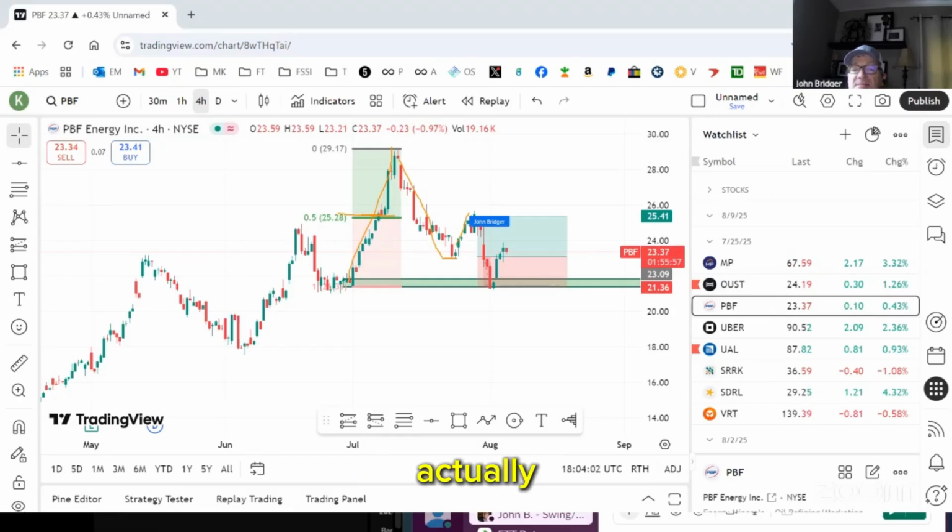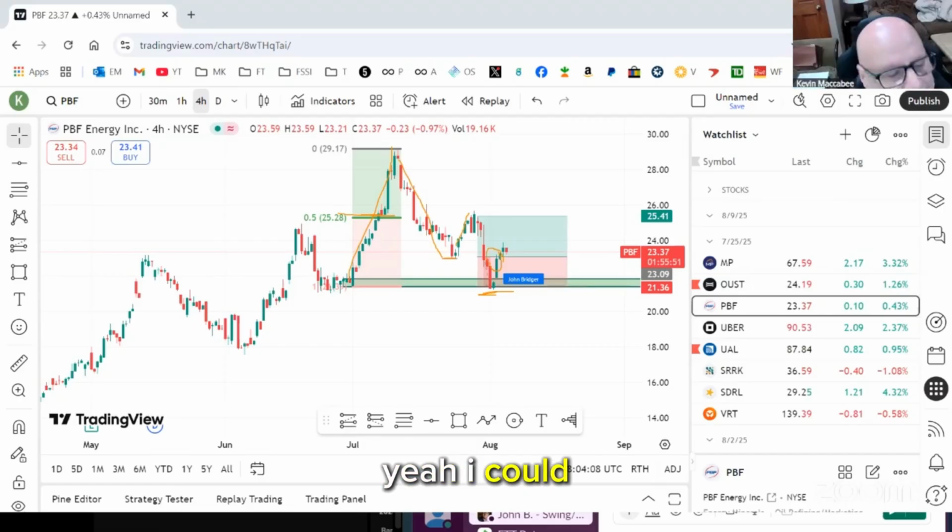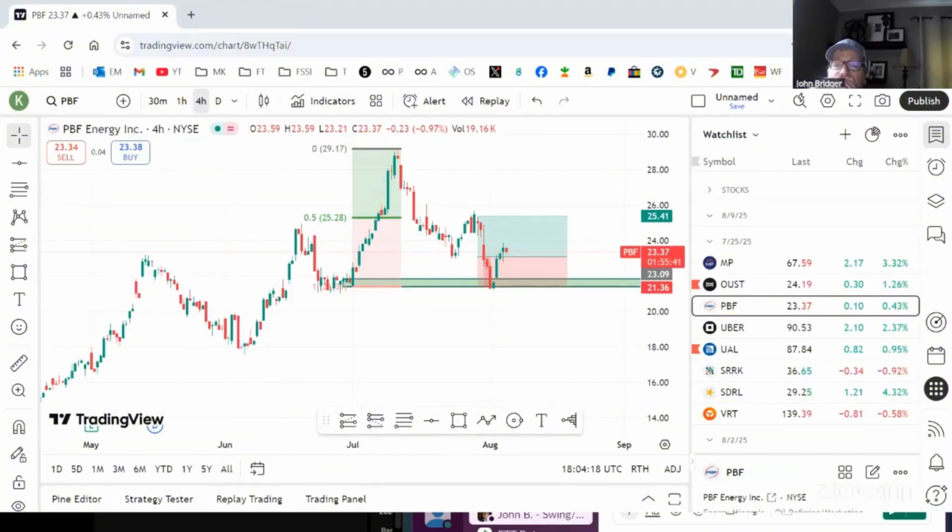Then it actually came down and didn't touch demand. So actually, I got in on this candle right here. Yeah, I could see that. Yep, I see that. And that's basically what I picked out. So I'm good with that read on that one, right? Okay. Cool. All right, that's good.